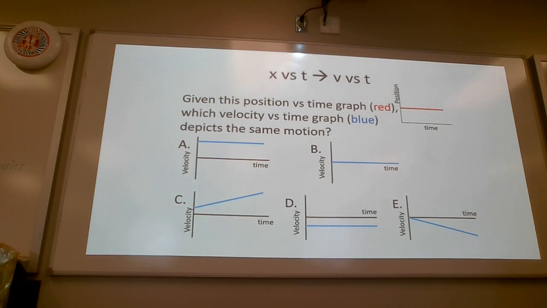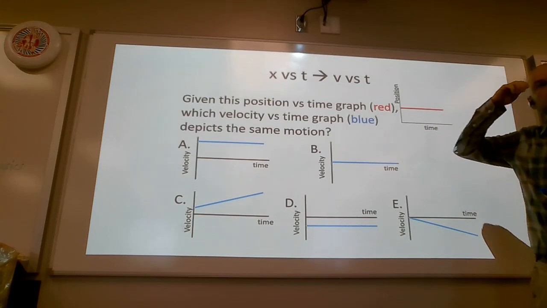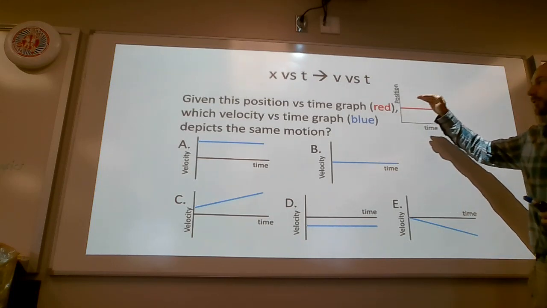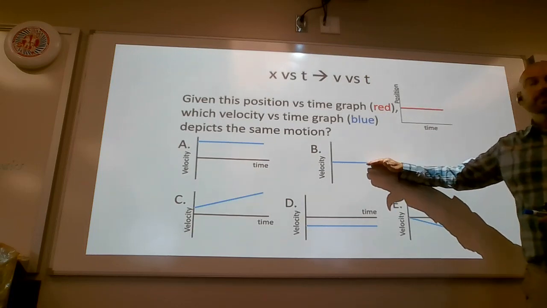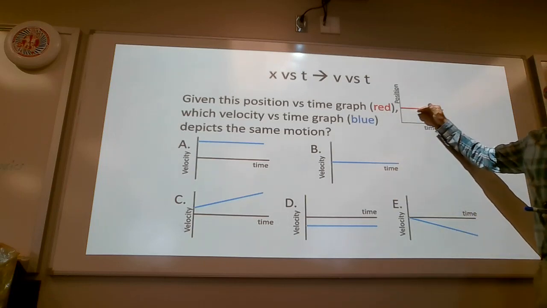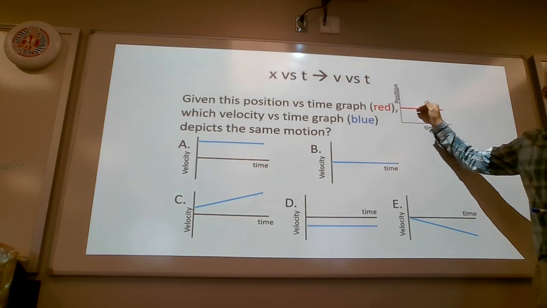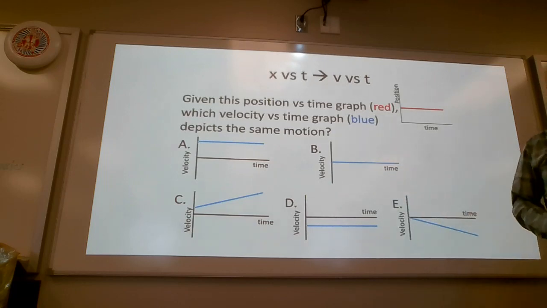Correct answer is B. Beautiful butterflies. What on a position versus time graph tells you velocity? Slope. The slope of a position versus time graph tells you the value of velocity. What is the slope of this line? 0. Therefore, the value of velocity is 0. Okay.